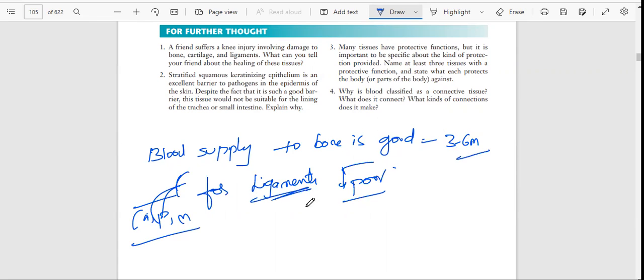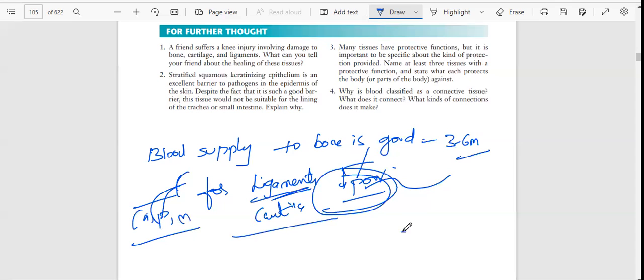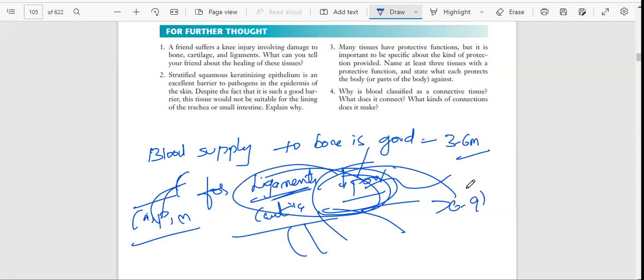But ligaments don't have proper circulation, and cartilage as well doesn't have direct circulation. With the help of other organs, they will receive the nutrition. So it will take more than 6 months, up to 9 months.